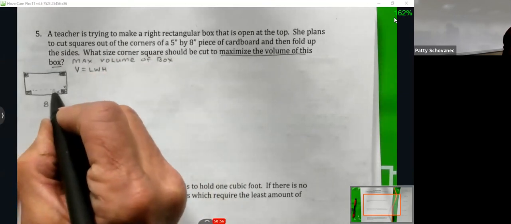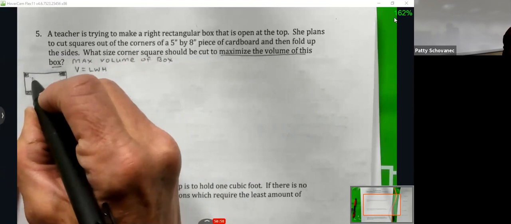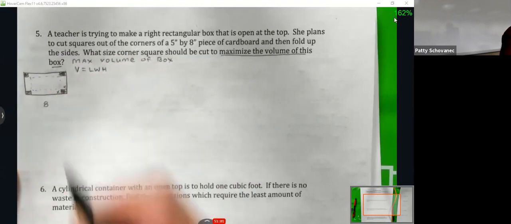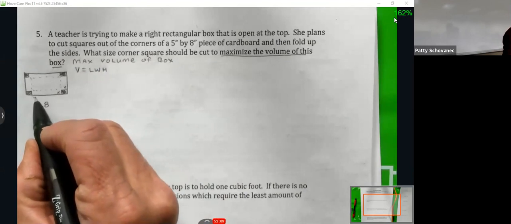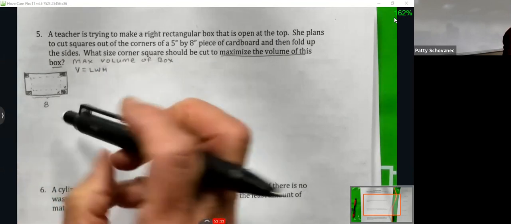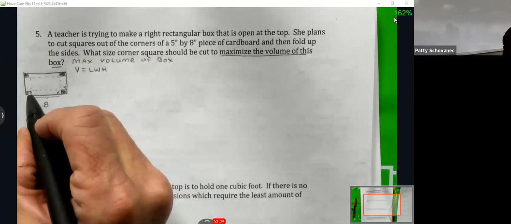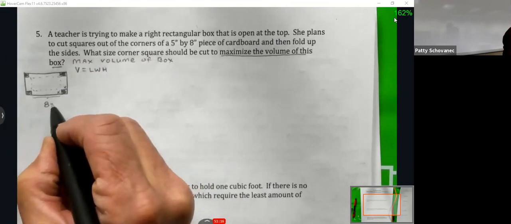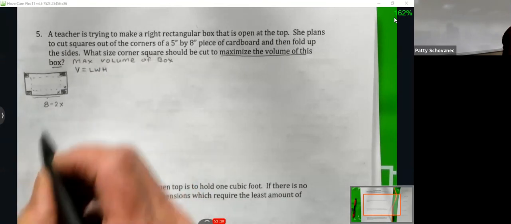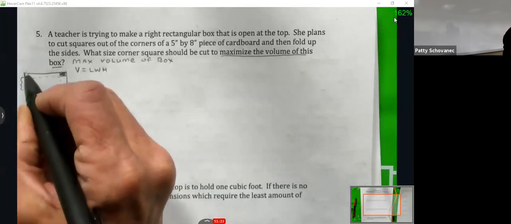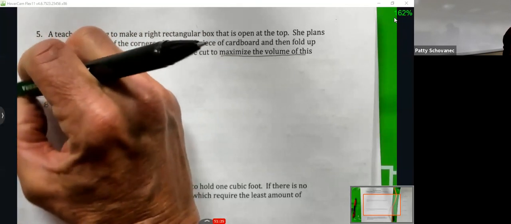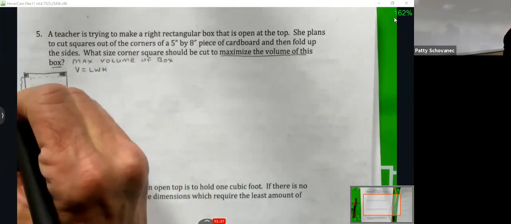That makes 4 flaps that we fold up. When those are folded up, we've got a box. So we need the length, the width, and the height of this resulting box. So this length here is the 8 inches shortened by cutting out X from both sides. So let's write that as 8 minus 2X. This width here is the 5 shortened by X on each side. So let's write that as 5 minus 2X.